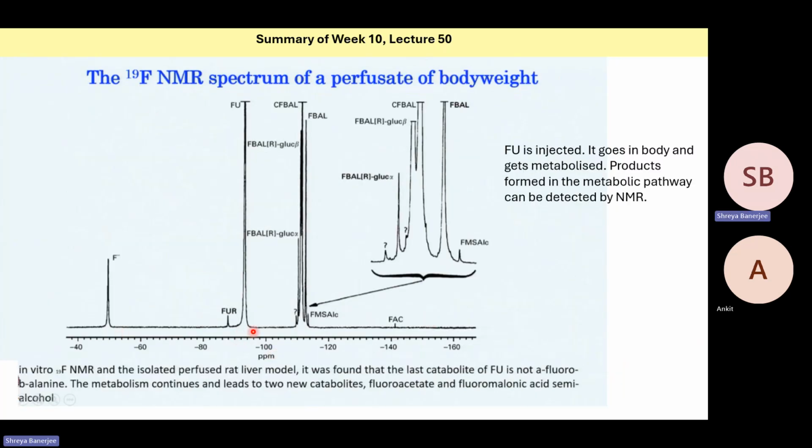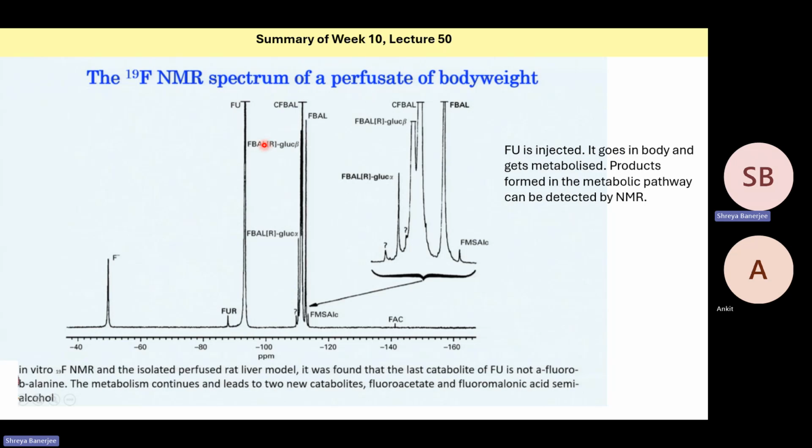So this is the in vivo NMR. The FU is injected. This is the peak of FU. It goes in the body and gets metabolized into different byproducts. The products that are formed in this metabolic pathway can be detected by NMR. We don't need to go into the chemical process, but you can see that different peaks in the NMR have been assigned to different byproducts of the FU drug.